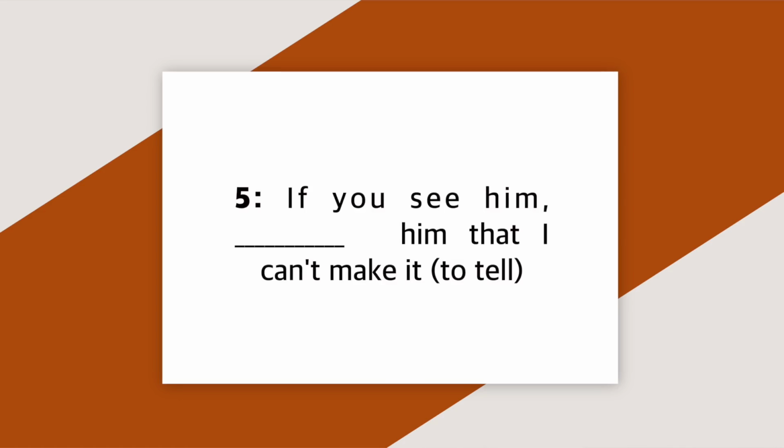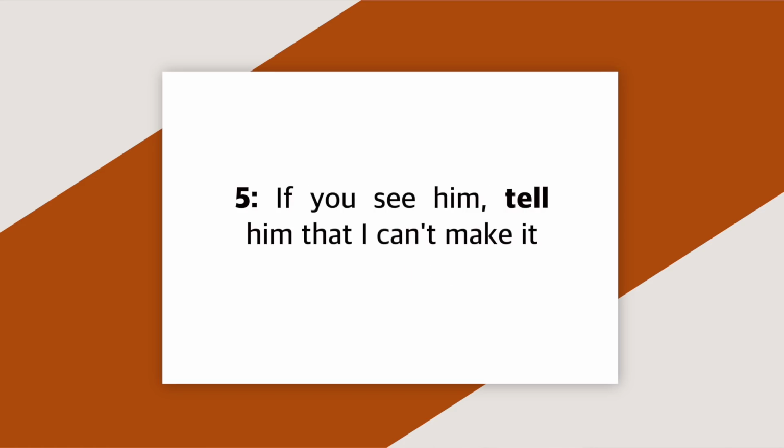Number 5. If you see him, something him that I can't make it. The verb to tell. If you see him, tell him that I can't make it. This is using the imperative in a first conditional structure. So, if you see him later, tell him. The imperative, tell him.